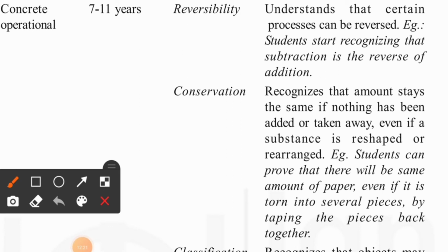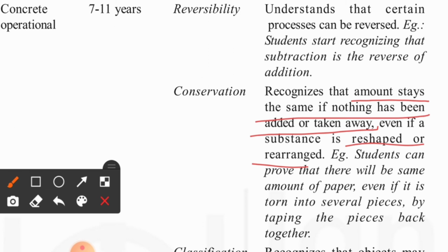Conservation at this stage: the child recognizes that the amount stays the same if nothing has been added or taken away. The child is able to understand that if we do no plus or minus, the amount of any quantity will remain the same, even if the substance is reshaped or rearranged. Even if there is a piece of cloth and you fold it, the child is able to understand now: no, the size has not reduced; it has simply been folded.